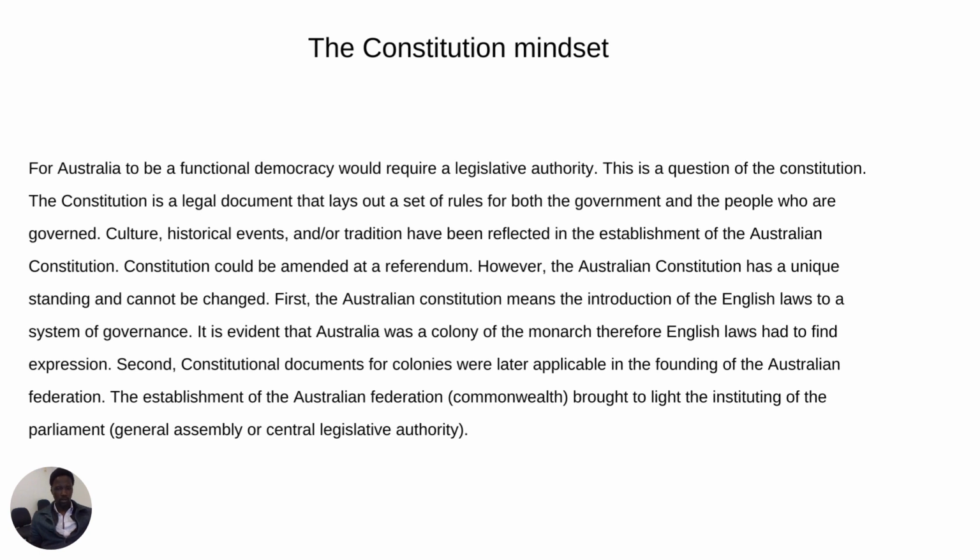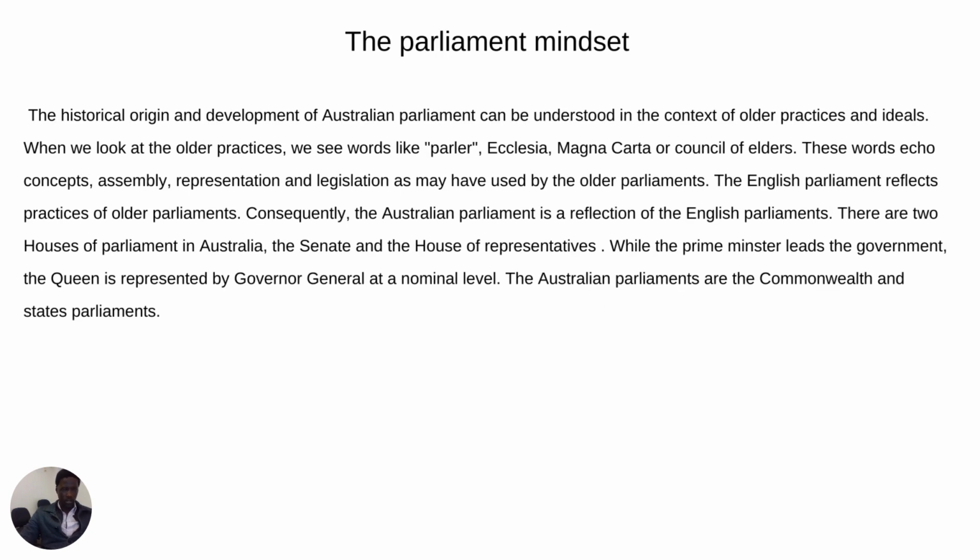You remember that Australia was a colony of the English settlement. Because of that, English laws had to find expression in Australia as well. The establishment of the Australian Constitution also led to the establishment of Australia as a federation.